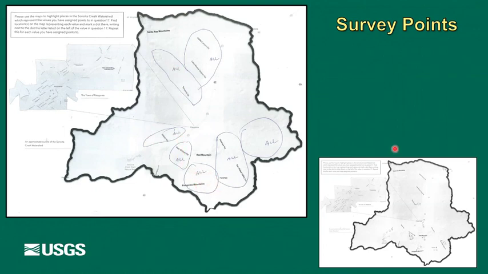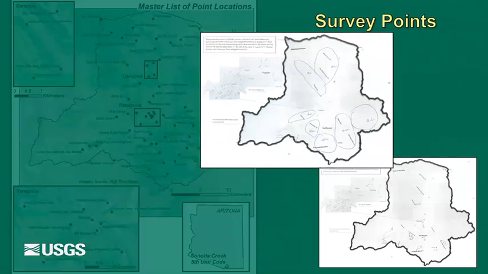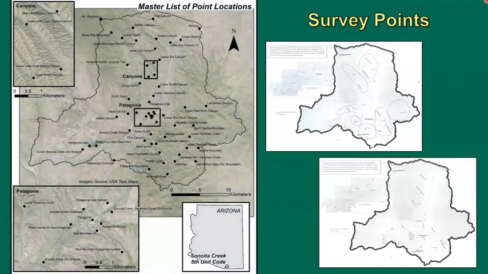So in the end, we looked through all the different survey responses, and we ultimately came up with a master list of roughly 60 locations that we believe were identified by the respondents to the survey that were important to them, that offered social value. And they occurred throughout the watershed and different types of areas, including high elevation mountain peaks, the towns of Patagonia and Sonoita, as well as some of the intermediate canyons and flow lines within the watershed.